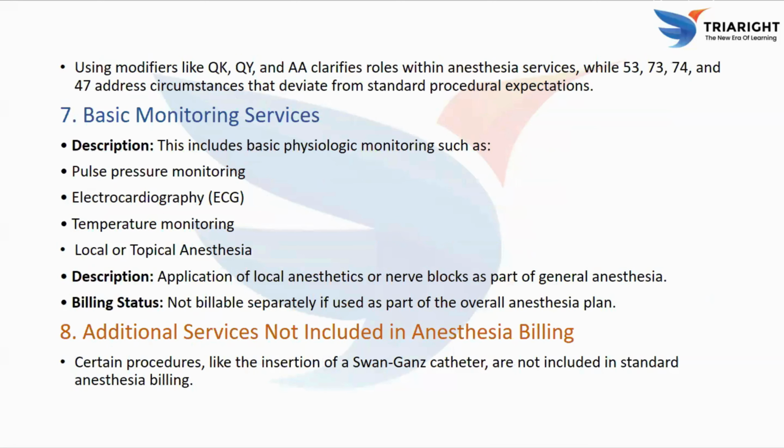So why are modifiers like QK, QY, AA, 53, 73, 74 and 47 used? Modifiers are extra codes added to CPT codes to explain who gave the anesthesia, who supervised, whether the procedure was stopped or continued, and any special or unusual situation. QK, QY and AA explain who provided the anesthesia, whereas 53, 73, 74 explain what unusual situation happened after or before giving the anesthesia. This helps the insurance companies understand the exact situation so they can decide the correct payment.